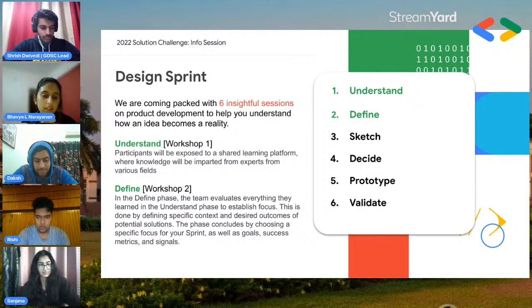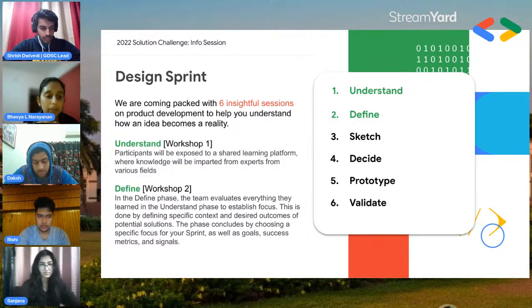After the first stage of understanding the problem is achieved, we move on to defining. Here in the define phase, the team evaluates everything that they learned from the understanding phase to establish some sort of focus where they can define the specific problems that the industry faces and come across some solutions for them. That is, set a goal for them to achieve by the end of whatever time period is given to them. So this is the basic phase of definition of the problem.